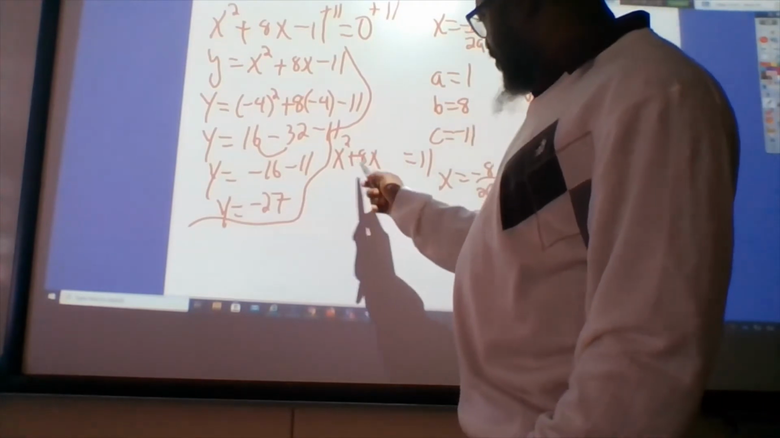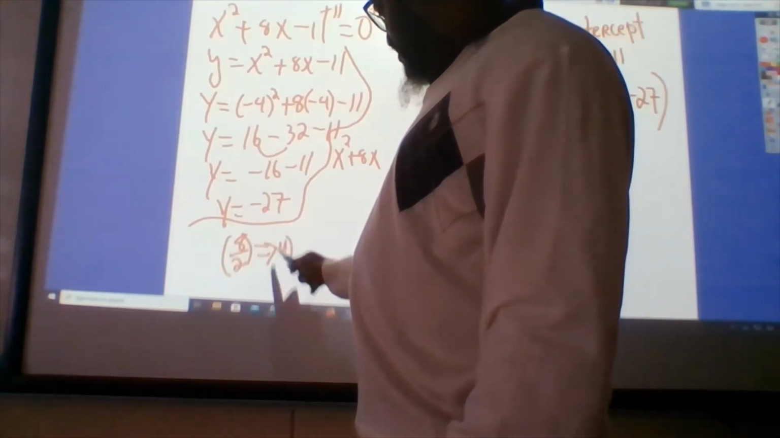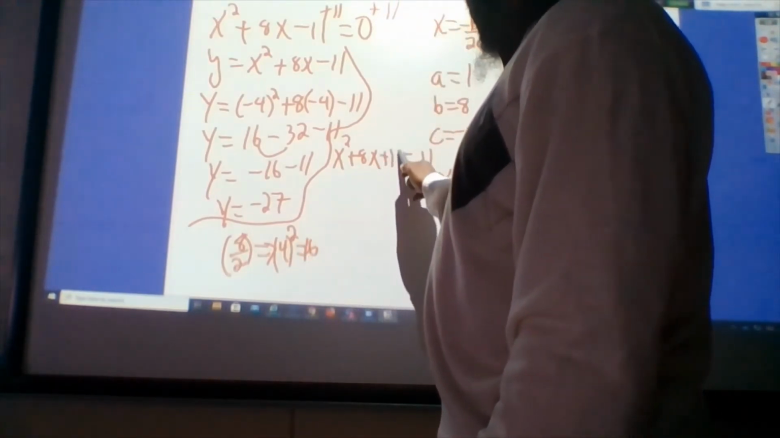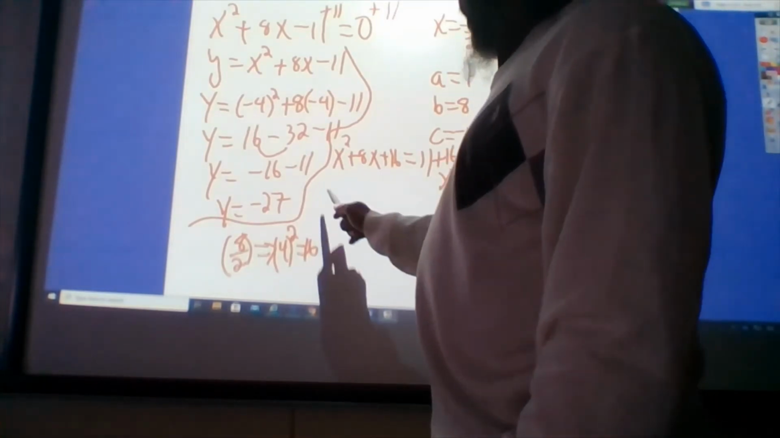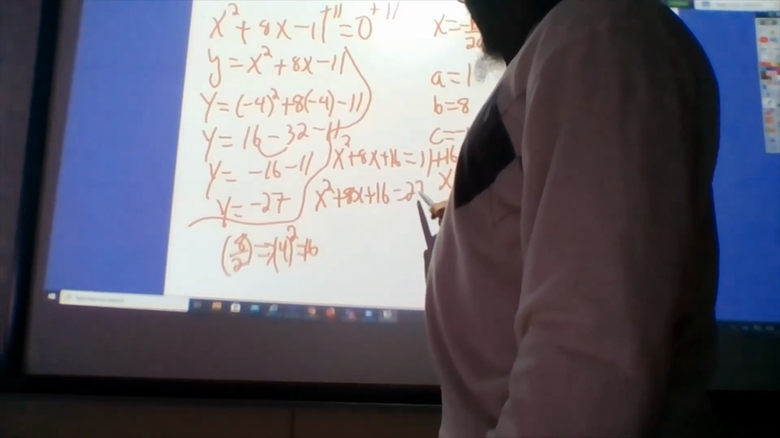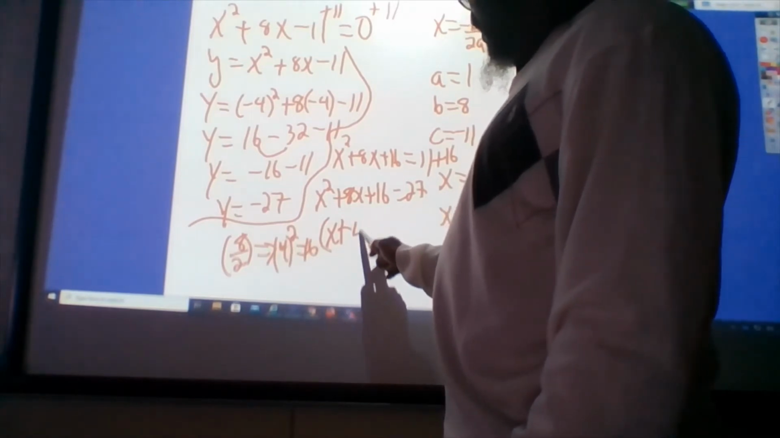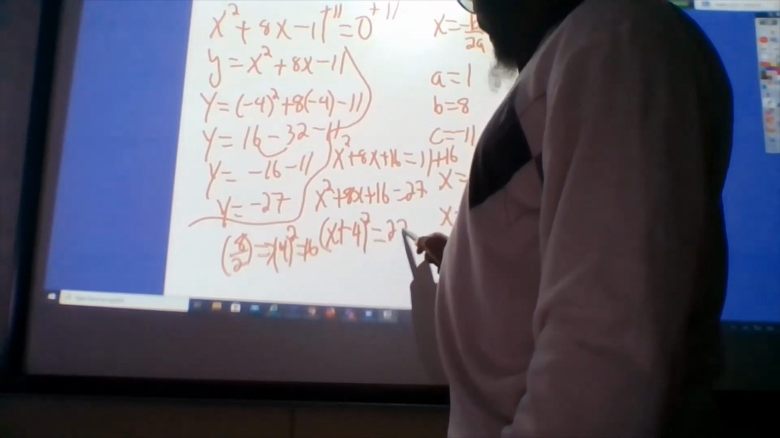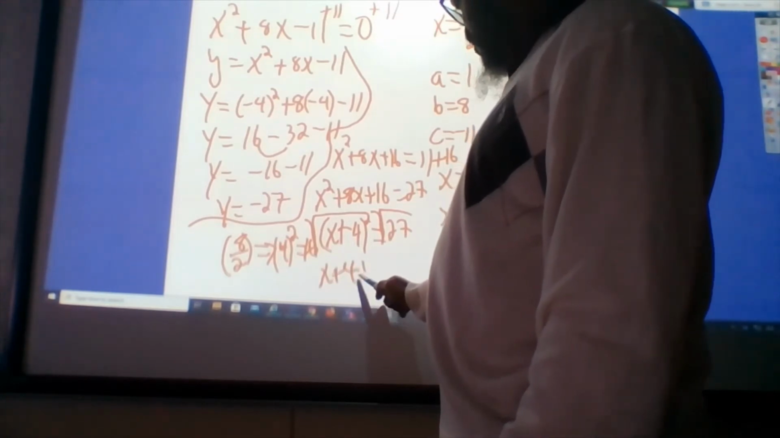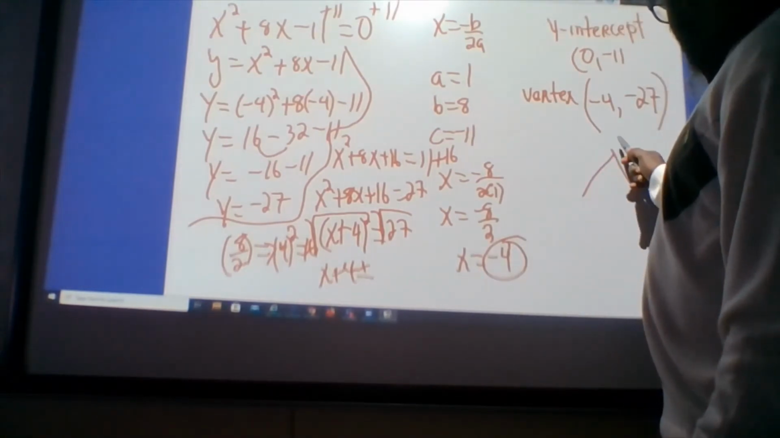Then I'm going to add 16 to each side. So I will have x squared plus 8x plus 16 is equal to 27. And I'm going to rewrite my equation as x plus the number that you find here, squared, is equal to 27. Then you take the square root of each side. That'll give me x plus 4 equals plus or minus root of 27. 27 can be factored as 9 times 3. This is the perfect square, that's the one I was looking for. If I take the square root of 9, the answer will be 3 root of 3. That's what the square root of 27 is.